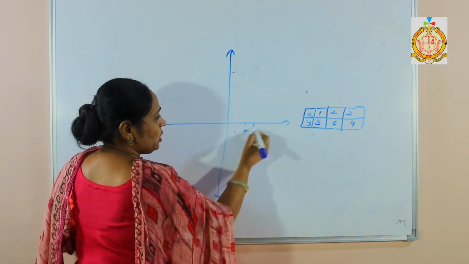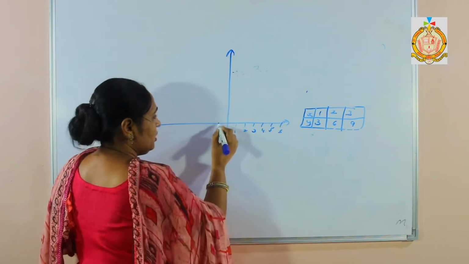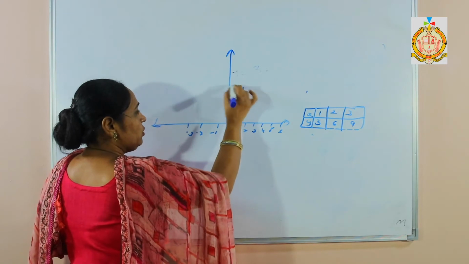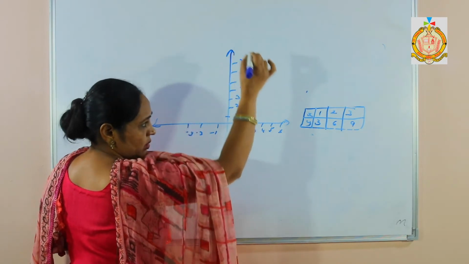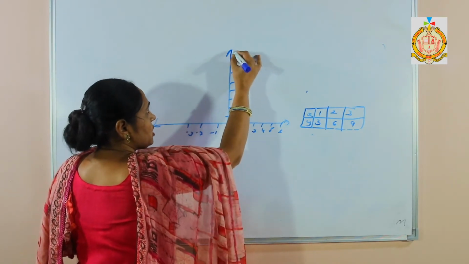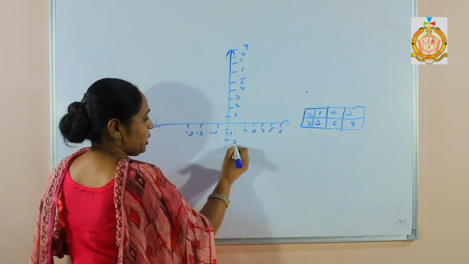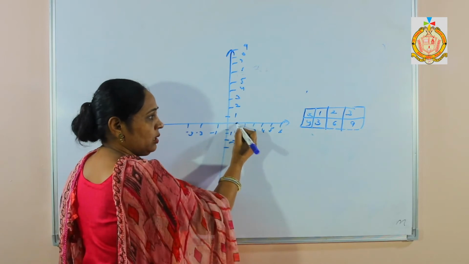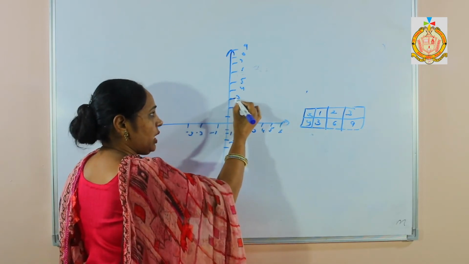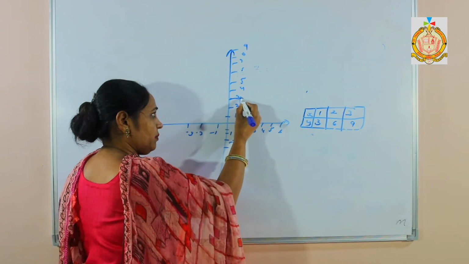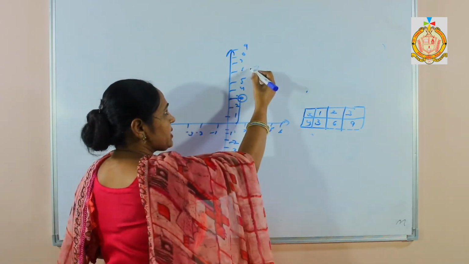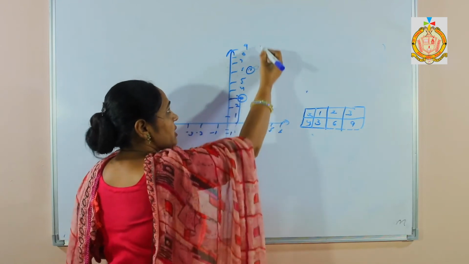1, 2, 3, 4, 5, 6. Minus 1, minus 2, minus 3. 1, 2, 3, 4, 5, 6, 7, then 8, 9. Minus 1, minus 2, minus 3. Take this one. The first point has x value 1 and y value 3. I will join this. First point is here. Then the next one is 2 at 6. Then the third one is 3 at 9.